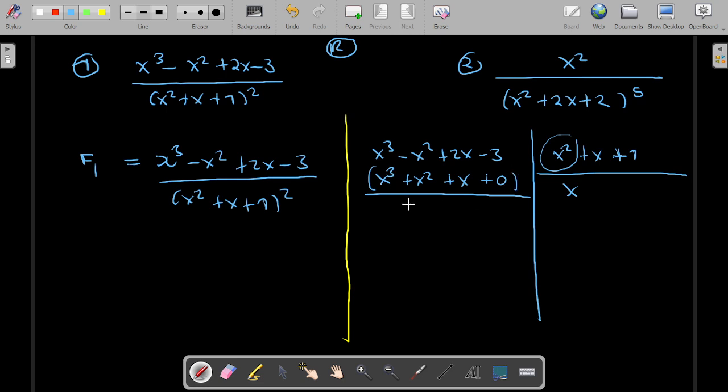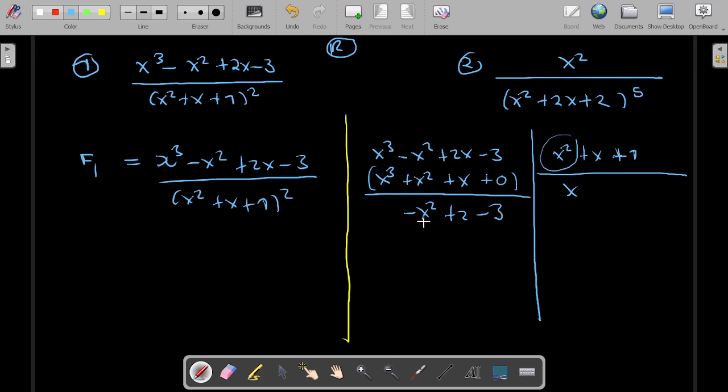Now when we subtract here, we're going to get 0, and then here when we subtract, we're going to get minus x squared, like so. We're going to get minus x squared, and then here when we subtract 2x minus x is going to be plus x, and then minus 3 minus 0 is going to be minus 3.